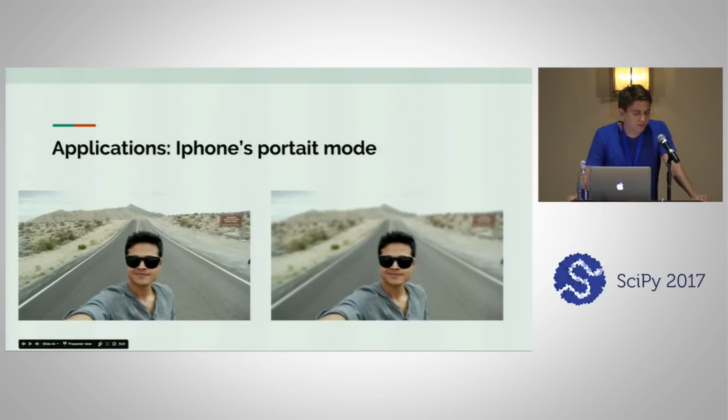Also, if any of you have iPhones and you're familiar with portrait mode, you can do effects like portrait mode. For those of you who are not familiar with it, portrait mode takes an object that is very close and focused on the image, and it blurs out all the background. In this case, you can see on the left the original image, and on the right, everything was blurred out except the object of interest, in our case, my friend.